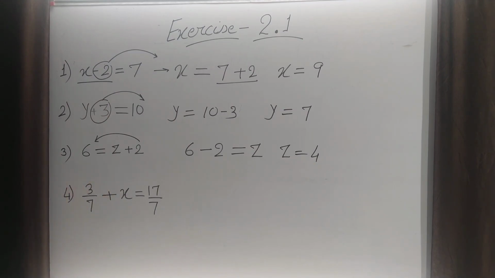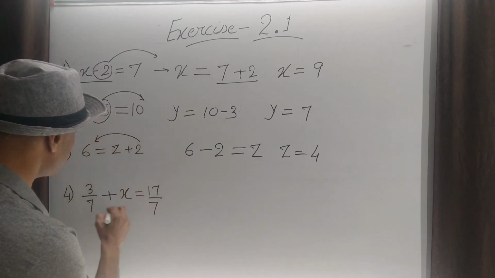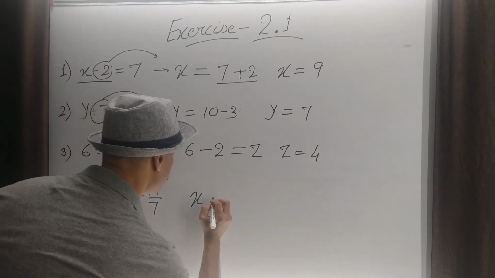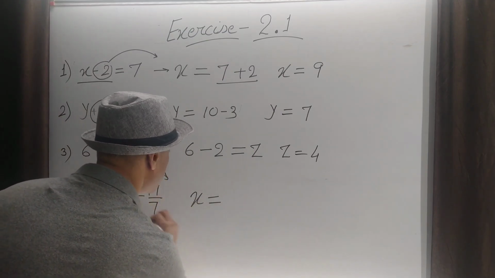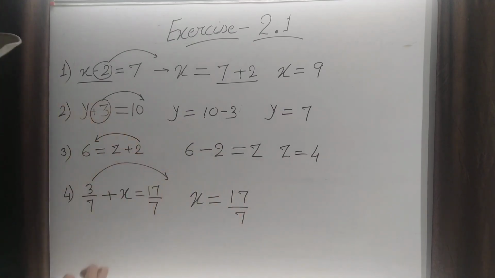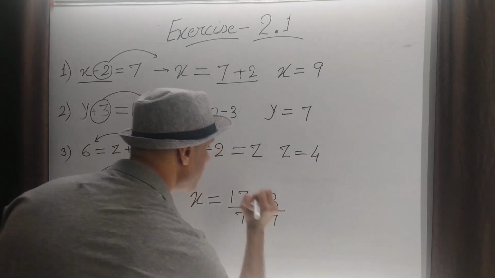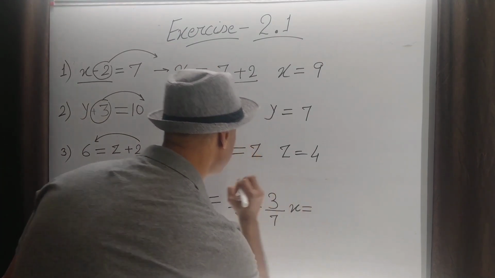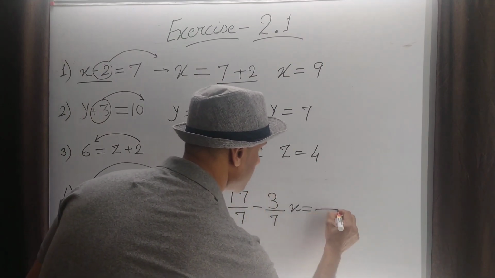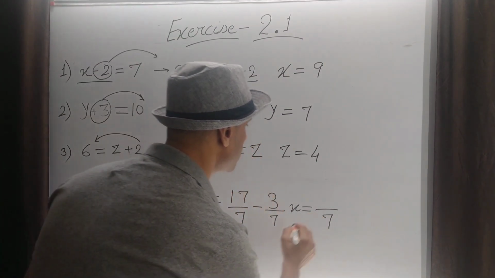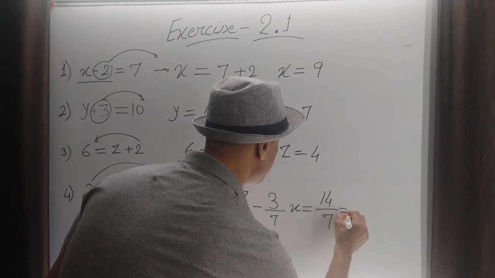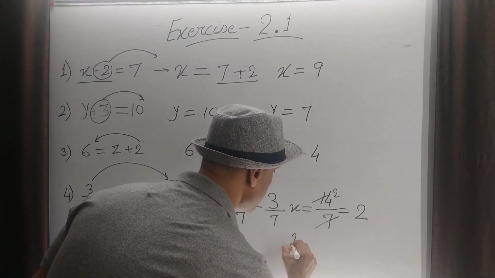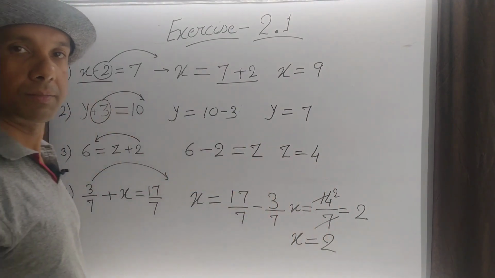In this equation there is a rational number, so we can write this x and we'll transpose this to the right hand side. So x is equal to 17 by 7 minus 3 by 7. Okay, so this becomes x is equal to, common denominator, and 17 minus 3, that is 14. This equals to 2. Okay, so x is equal to 2. Clear?